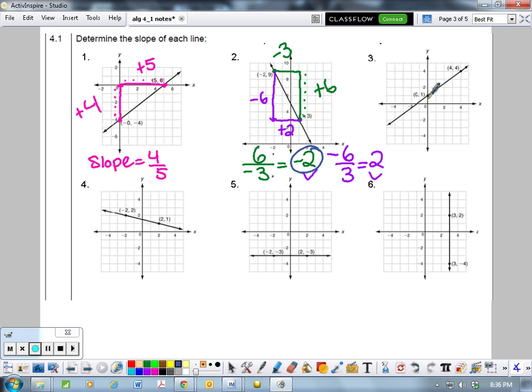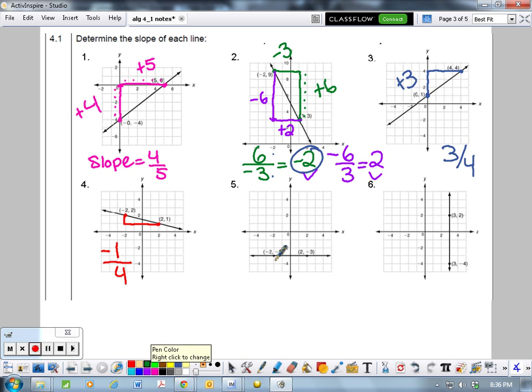Okay, so let's look at our next one. 2 points. I'm going to rise 1, 2, 3. I'm going to run 1, 2, 3, 4. So my slope is 3/4. Okay, let's look at our next one. I've got my 2 points. I'm going to go down 1. And then I'm going to go over 1, 2, 3, 4. And that's my slope.